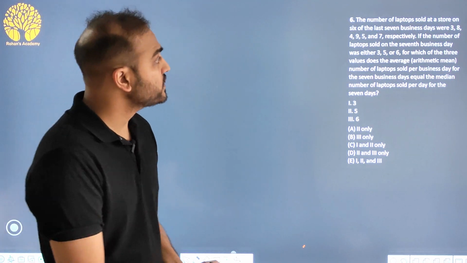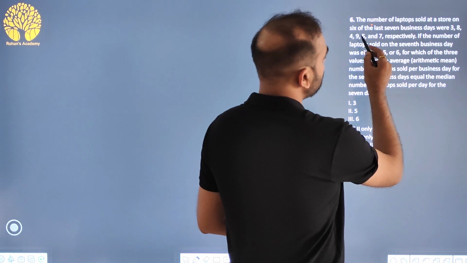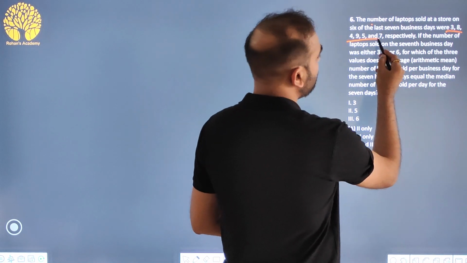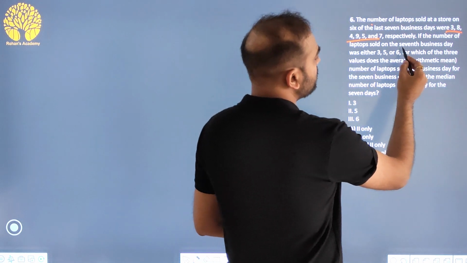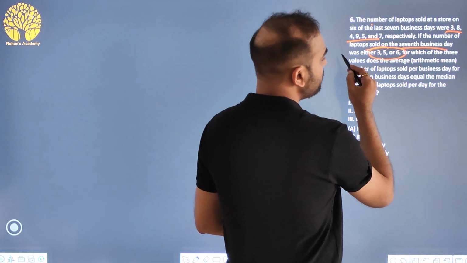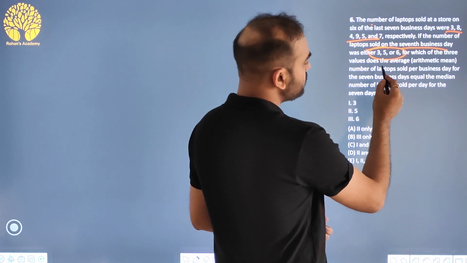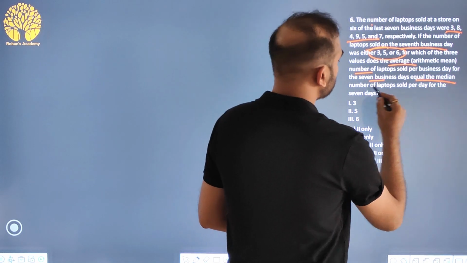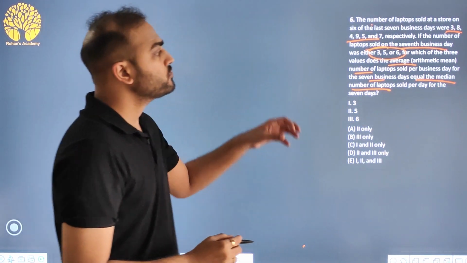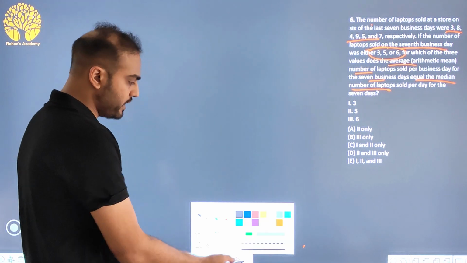This is an interesting question. So we have the number of laptops sold for 6 of the 7 days. The values are given for 6 of the 7 days. The 7th day, the value is either 3, 5 or 6. Now, for which of these values is the average equal to the median?